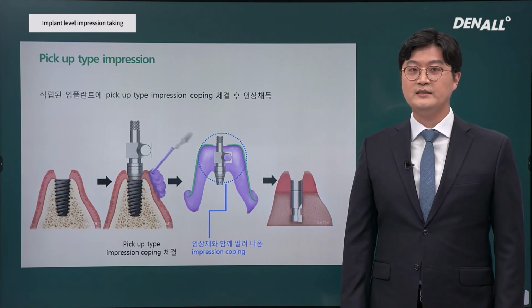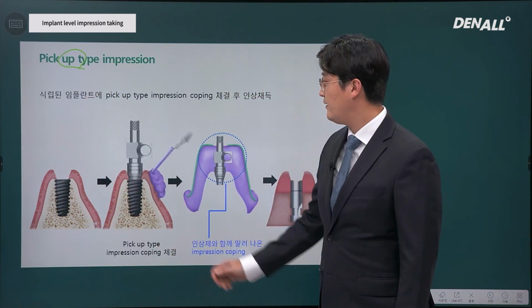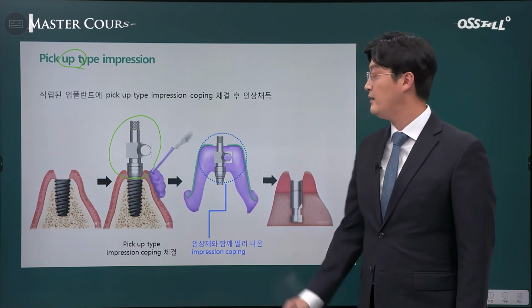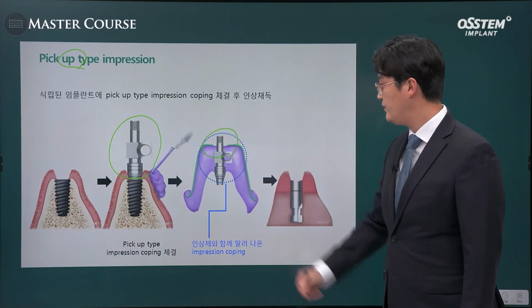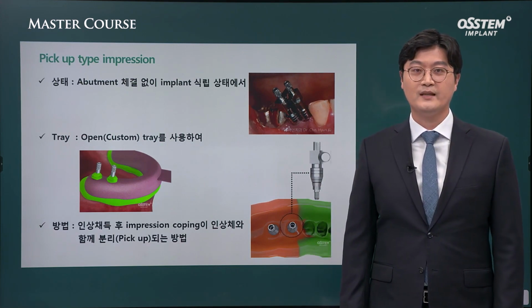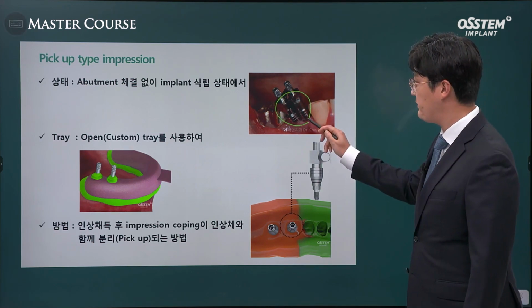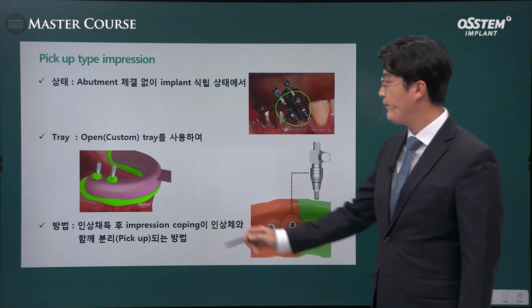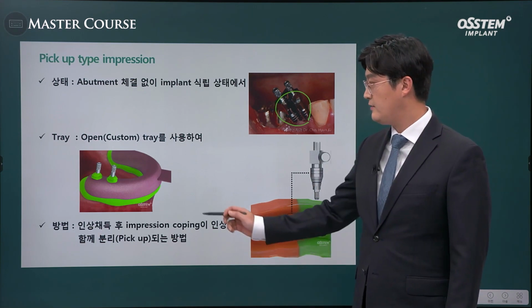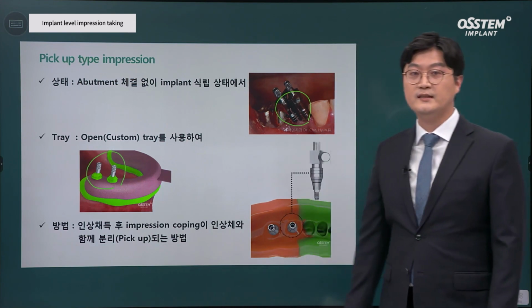There are two types of implant level impression. Pickup type: the pickup impression coping type looks like this, and an open tray should be used. This is an example. In the mouth, the pickup type impression copings are connected. You could use a stock plastic tray or individual tray. However, they need to have holes.